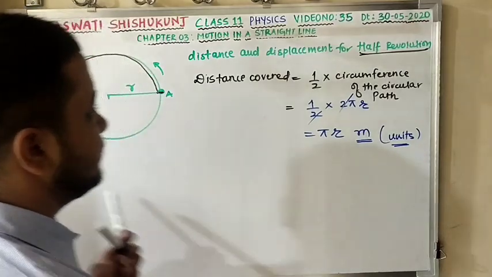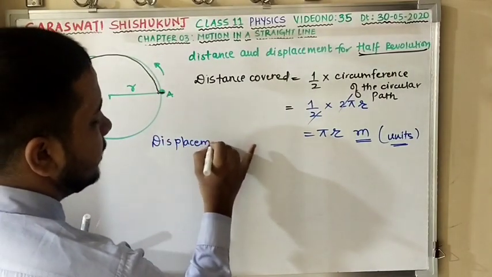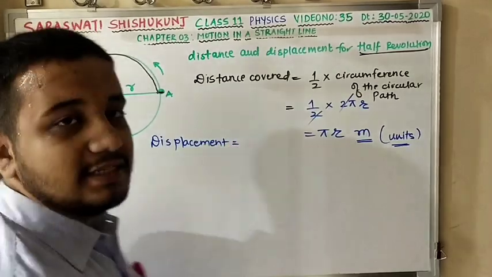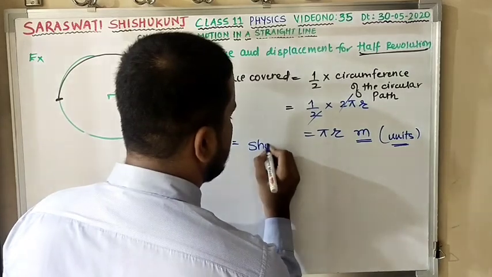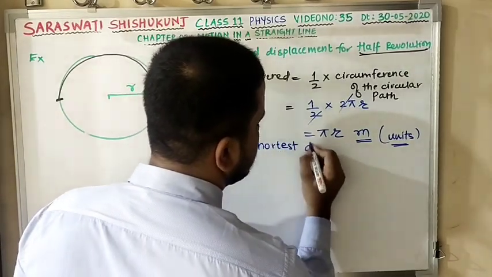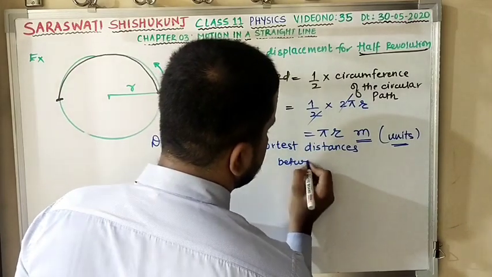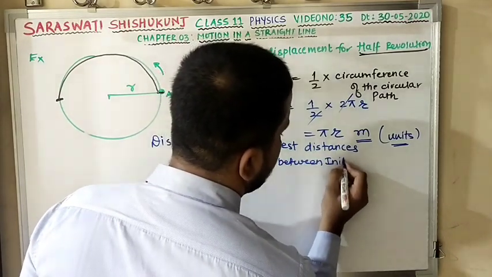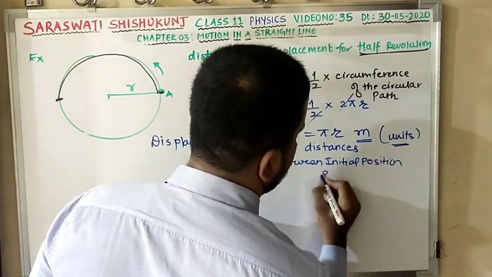Now we need to determine displacement. We already know what displacement is. Can anybody tell me what is displacement? Shortest distance between initial position and final position. Very good. So the answer is the shortest distance between initial position and final position.